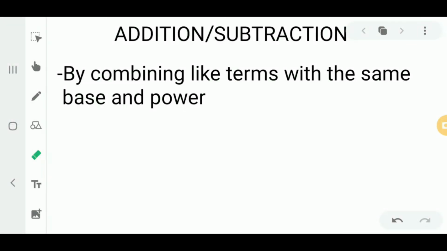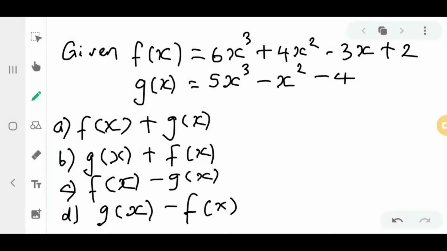Okay, so let's say we want to do addition and subtraction of polynomials. Before we start, we have to ensure that we combine like terms with the same base and the same power. So let's say we're given the question, f of x is equal to 6x cubed plus 4x squared minus 3x plus 2, and g of x is equal to 5x cubed minus x squared minus 4.